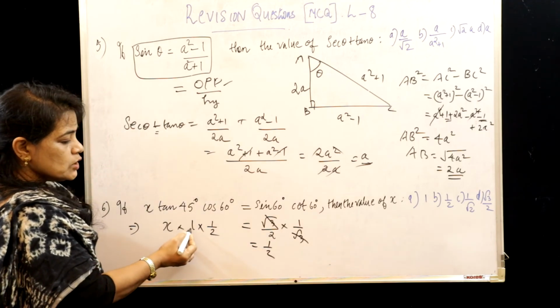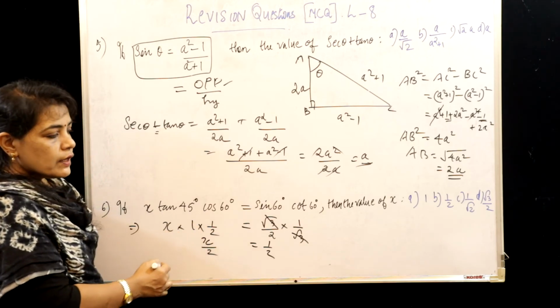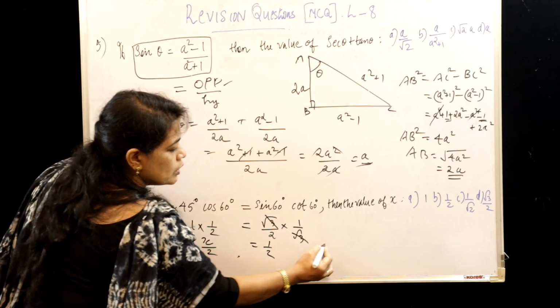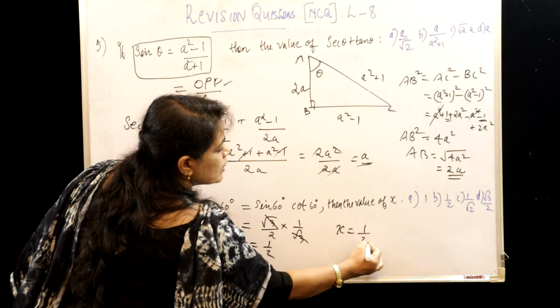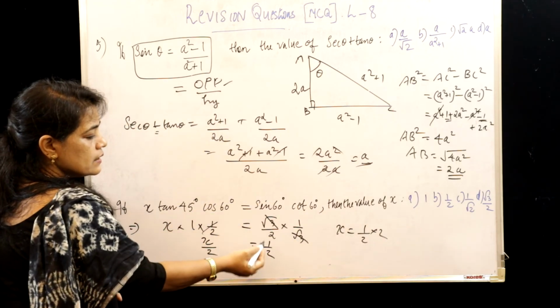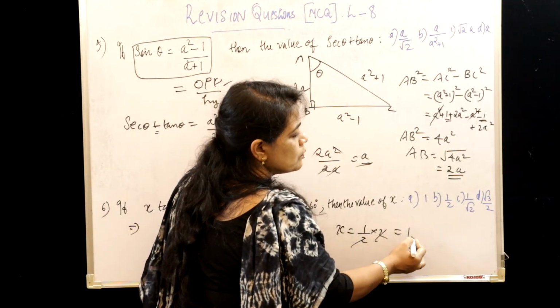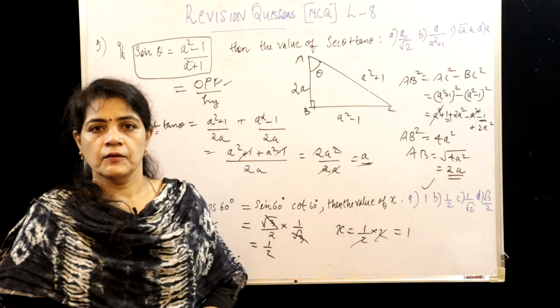Here x into 1 by 2 is x by 2. So what will be x? x is equal to 1 by 2 into 2. Or directly you can cancel this 1 by 2, so that x is equal to 1. See the options? Yes, the first option, 1, is there.